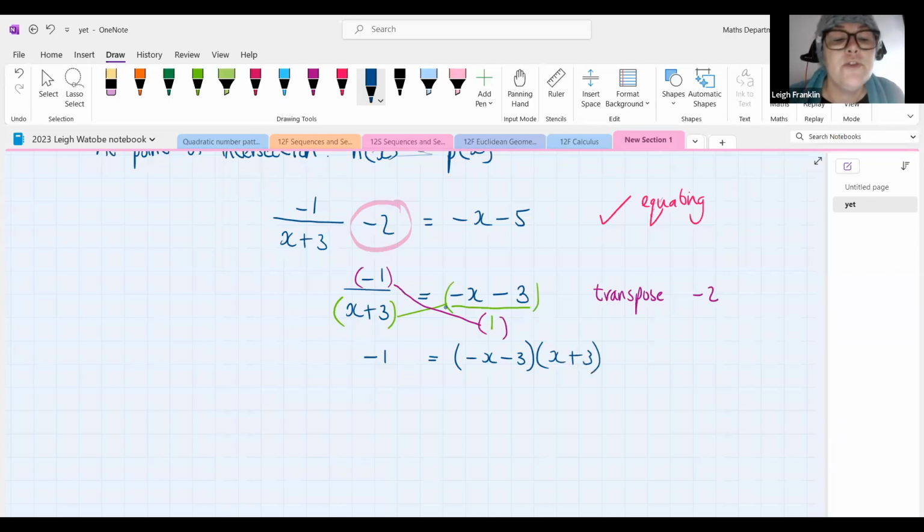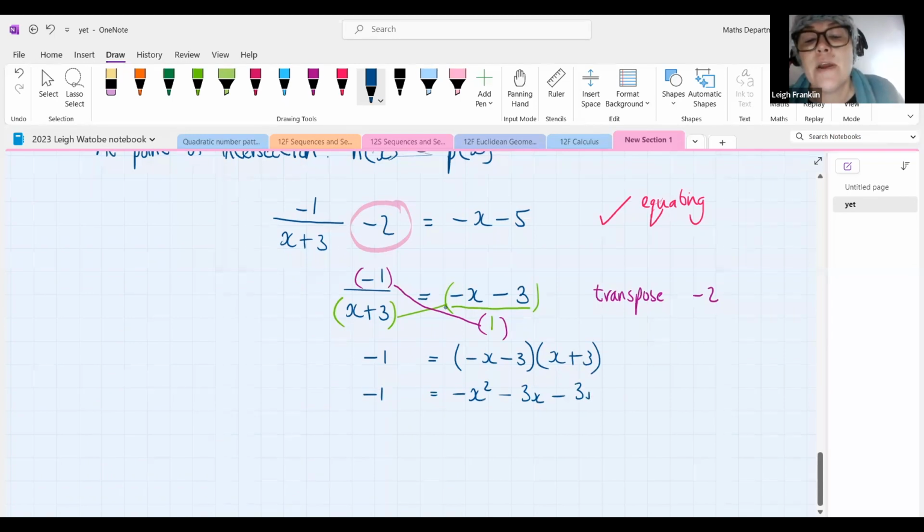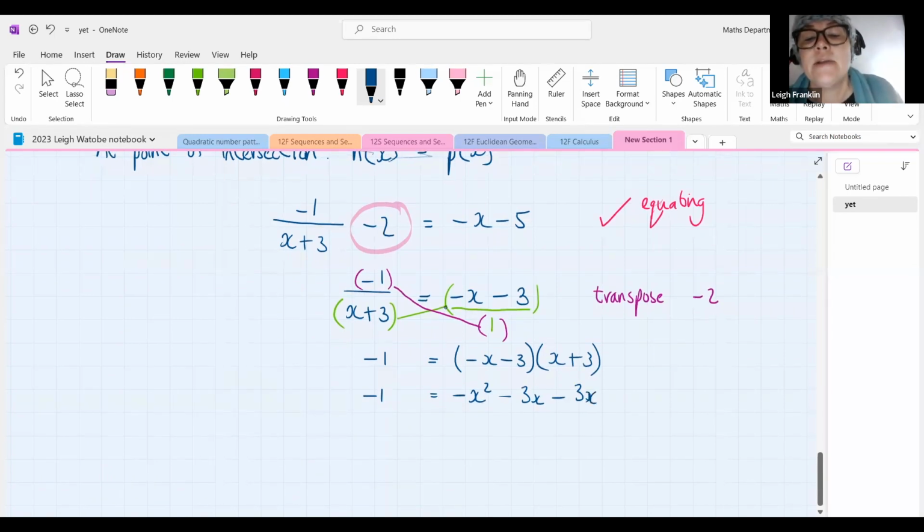I'm just going to do this the long way, just so I don't lose anybody. I'm going to do FOIL: first, inner, outer, last. When I multiply the firsts together, we get minus x squared. Then we end up with minus 3x, another minus 3x, and then minus 9, like so.